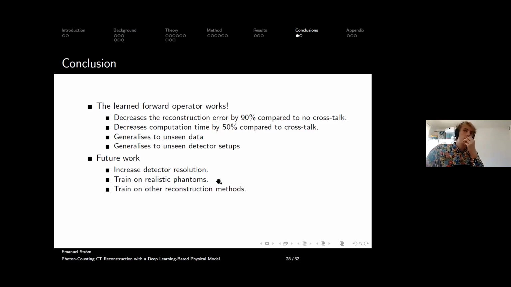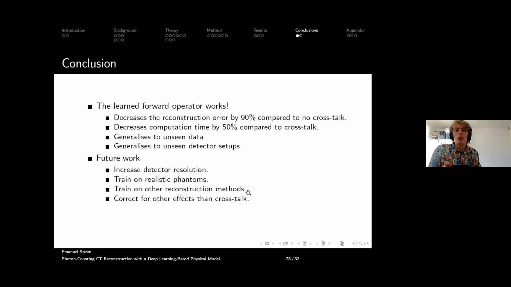And then one thing that I mentioned just briefly was that we chose iterative reconstructions to use this learned operator on. But we can also imagine using this physics model for deep learning reconstruction or for any other type of reconstruction method that you can imagine. So training on those types of reconstruction methods is also a possible future prospect, right?